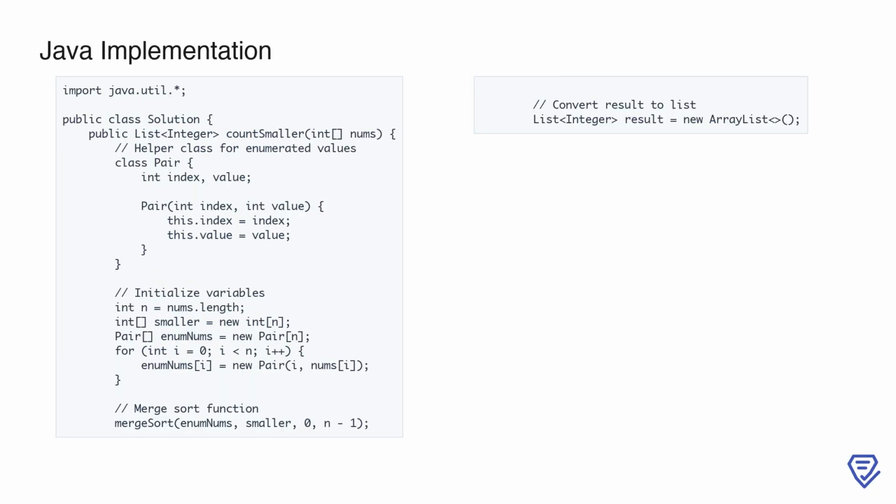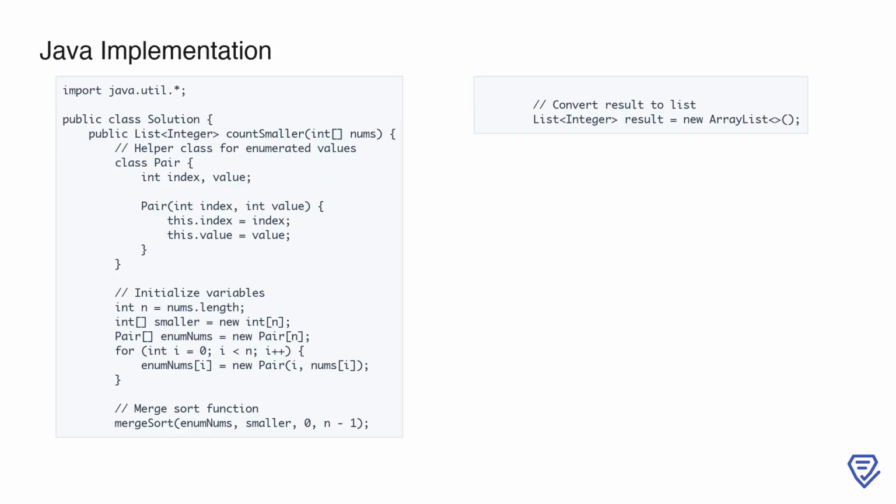Here, we are implementing the solution to the count of smaller numbers after self problem in Java. We start by importing necessary packages and defining our solution class. Inside it, the main method countSmaller accepts an array of integers, nums. To keep track of both the original indices and values of the elements, we define a helper class called pair. This class has two attributes: index for the element's position in the array and value for its actual value. Next, we initialize an array, smaller, to store the result for each index, and an array, enum_nums, to hold the enumerated pair objects. A simple loop populates enum_nums with the pair objects corresponding to the elements of nums.